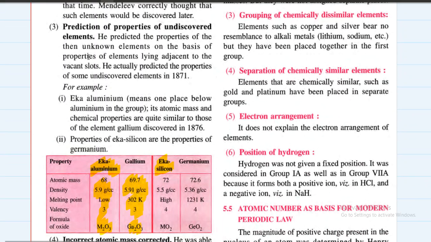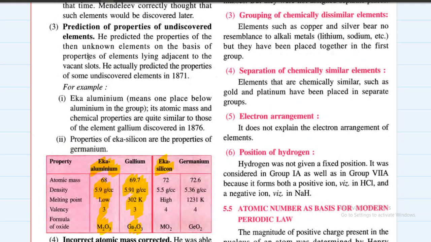Grouping of chemically dissimilar elements. Elements such as copper and silver bear no resemblance to alkali metals, lithium and sodium, etc. But they have been placed together in the first group. Copper and silver in the first group is very weird, because in the first group there are lithium, sodium, alkali metals. Copper and silver are transition metals. So they are kept in the first group, which is really weird.